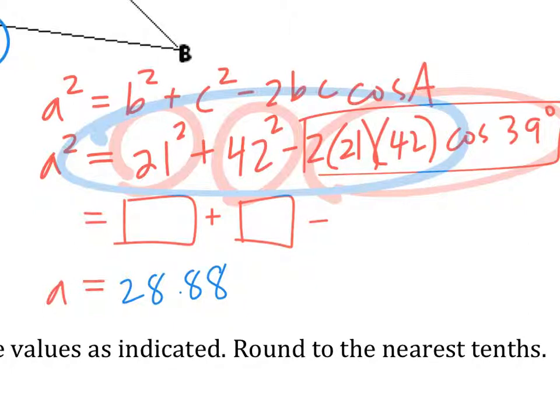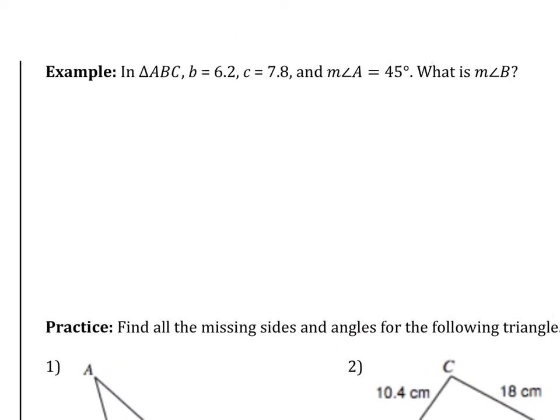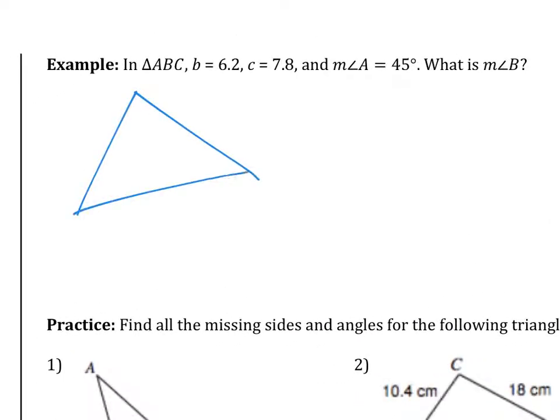Okay, let's do another kind of problem. So go to the next page. Triangle ABC. All right, draw a picture. A, B, C. B is 6.2, C is 7.8, A is 45. What is measurement B? This time, instead of asking what is this side, they're asking for what is this angle? All right, so we want angle B, which means we are going to use the formula that has B.